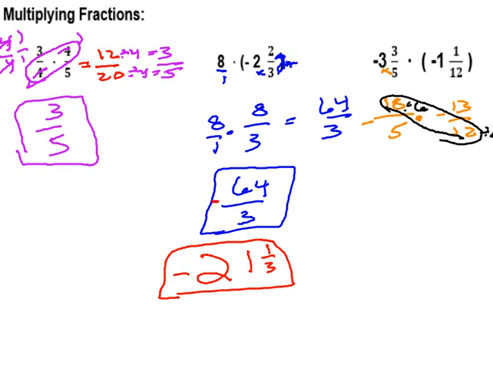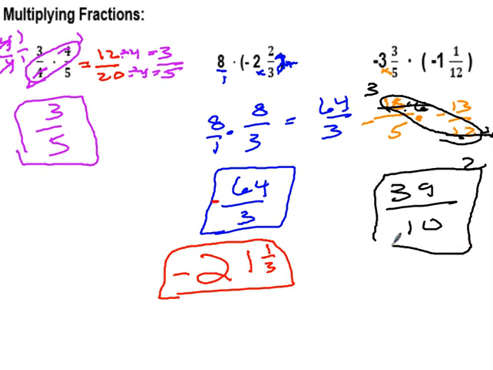I can divide 18 by 6. I can divide 12 by 6. 18 divided by 6 is 3. 12 divided by 6 is 2. 3 times 13, 39. 5 times 2 is 10. Negative times a negative is positive. I can just stop there. 39 over 10. And I can leave it as improper. If I wanted to change it to a mixed number, it'd be 3 and 9/10.